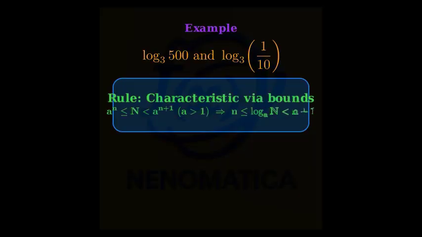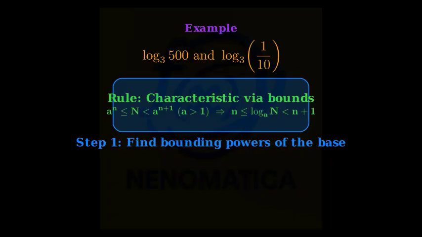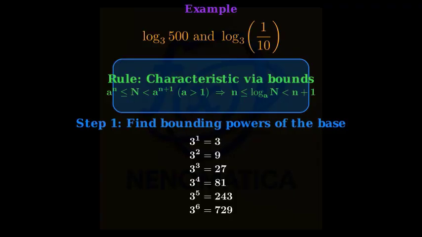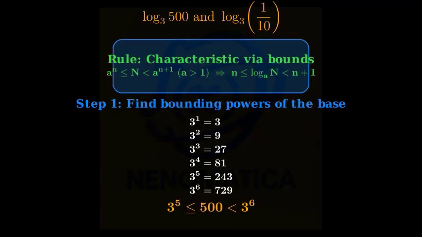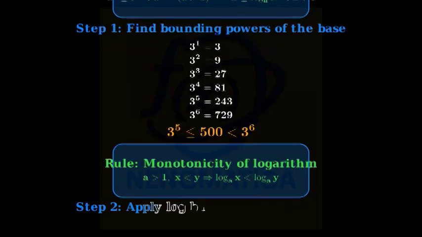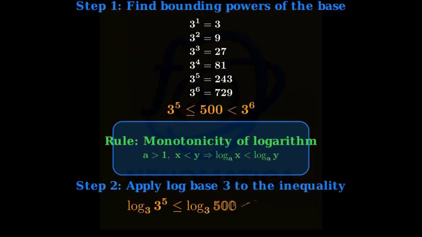First, use the bounding powers rule for characteristics. Step 1. Find consecutive powers of 3 that bound 500. Compute powers of 3 until we bracket 500, then write 3 to the 5 less than or equal to 500, less than 3 to the 6. Step 2 uses the monotonicity of logarithm. Base greater than 1 preserves inequality. Apply log base 3 to each part. We obtain log base 3 of 3 to the 5 is less than or equal to log base 3 of 500, which is less than log base 3 of 3 to the 6.